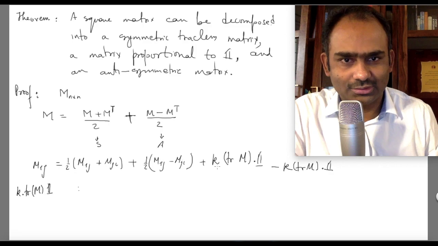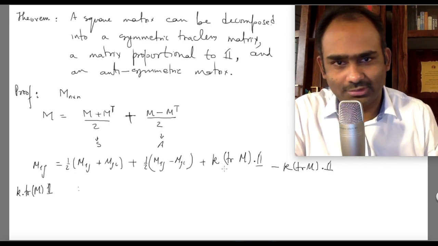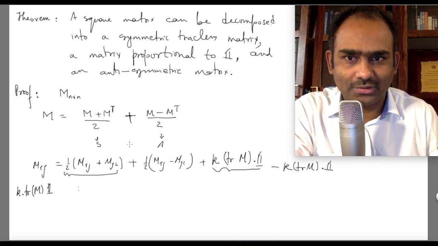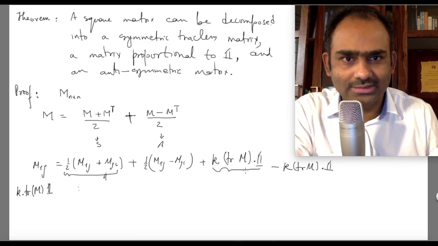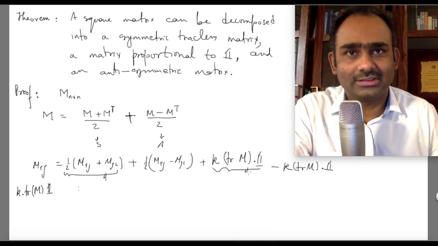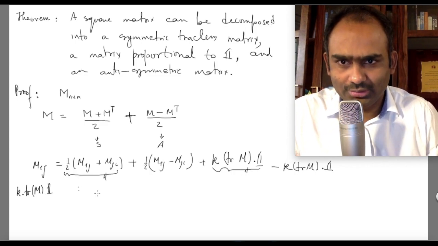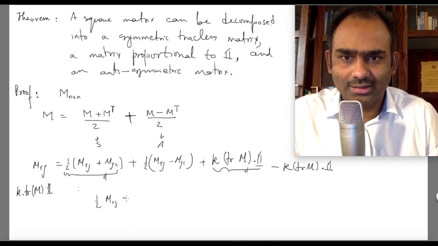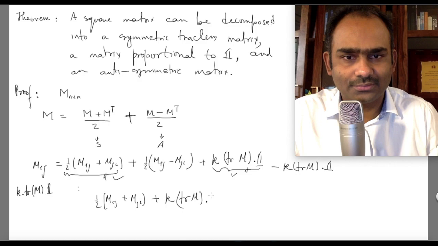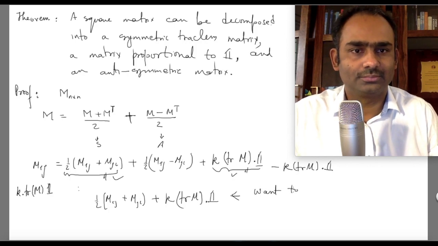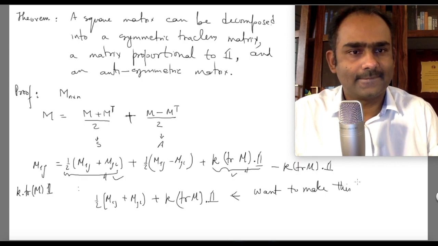Now let's see what the k is. Whatever k you take, it's all fine, this is identically true. But what I want to do is club that term with this, and this entire thing, this plus this, should be traceless. That will fix the k for me, otherwise you cannot fix k. So what I want to do is take half M_ij plus M_ji, the term here and the term here, plus k trace of M times identity. I want this piece to be traceless. That's what I require. Make this traceless.